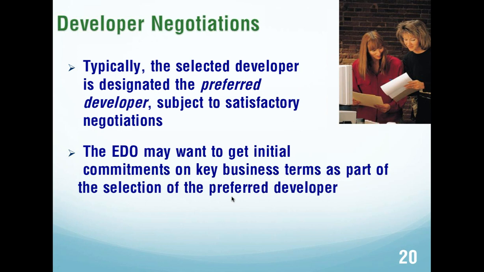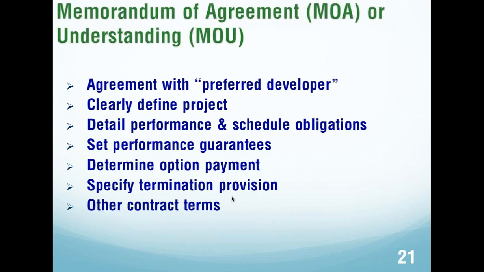The MOU, or letter of intent, is the document that really records the key commitments and key business terms as part of the deal. You want to make sure that everybody's on board with that. Again, the memorandum of agreement or understanding or letter of intent, basically between the parties, is the agreement with the preferred developer. It defines the project, it details the performance and schedule obligations, it sets the performance guarantees, it determines the financial structure, and sets that forth as best as possible with room for changes as they come up.